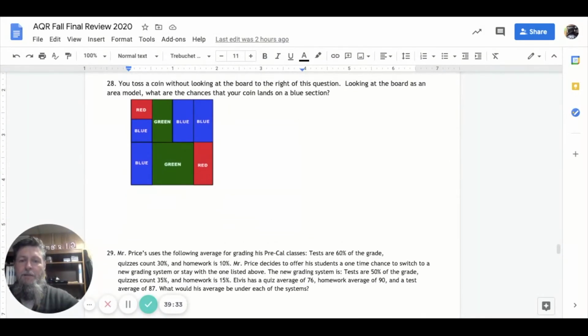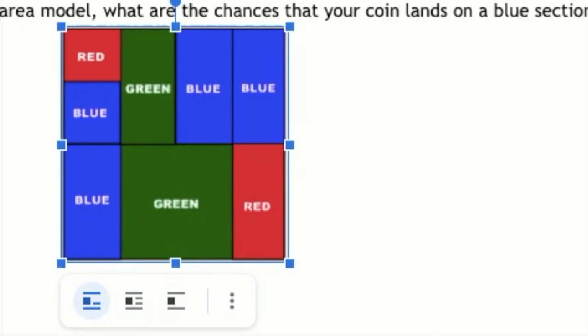All right, we're going to look at this area model. Toss a coin on it. Without looking, what are the chances your coin lands on a blue section? Okay, so if we look at this, what's the smallest size square we have? The small blue square and the small red square are the smallest. Well, these green, blue, blue, blue, and red are all 2 sizes, and this green is 4.